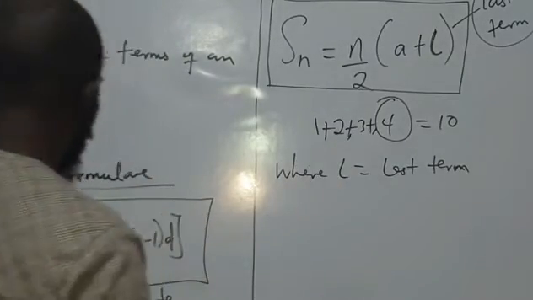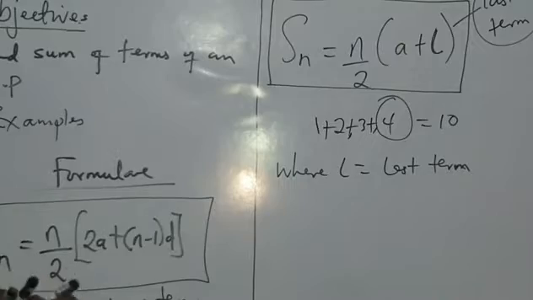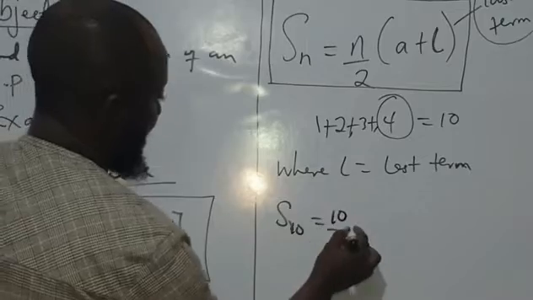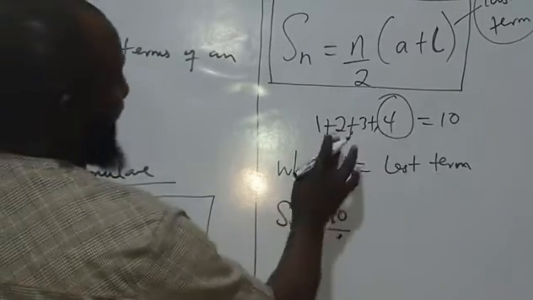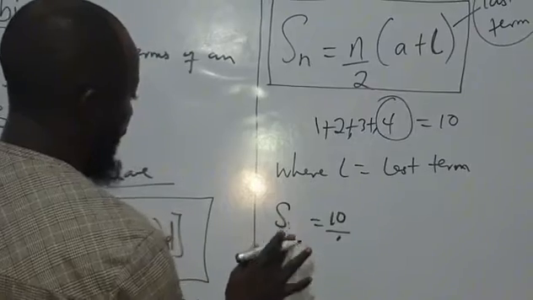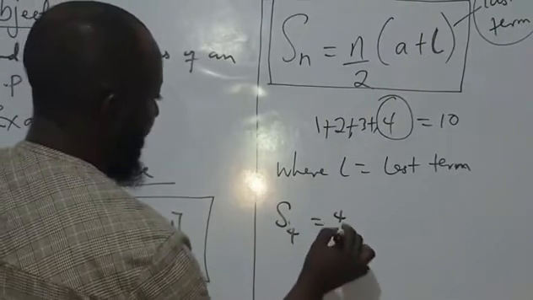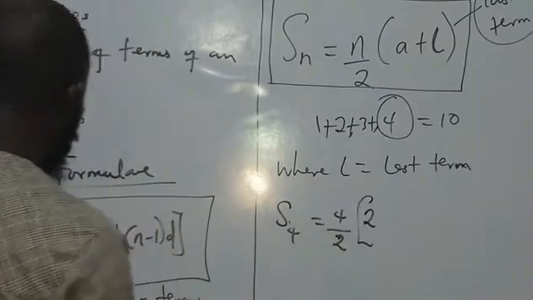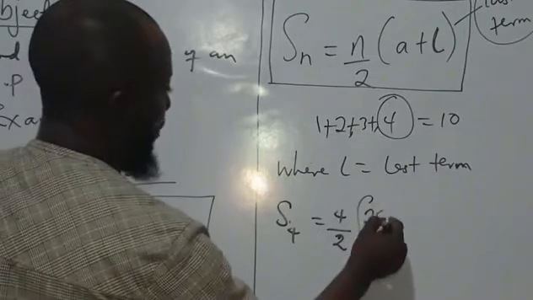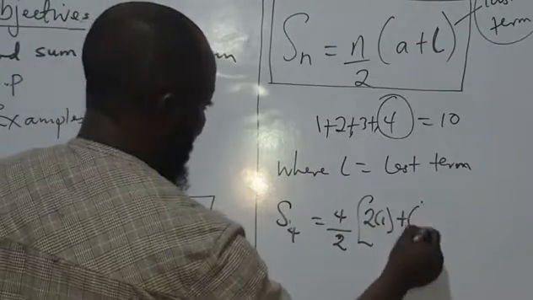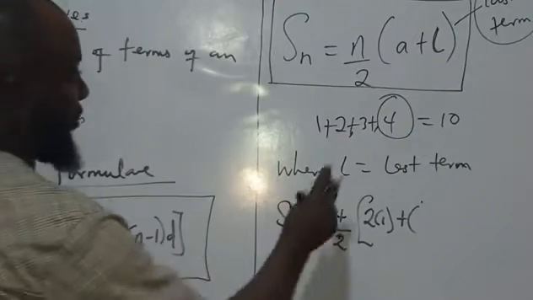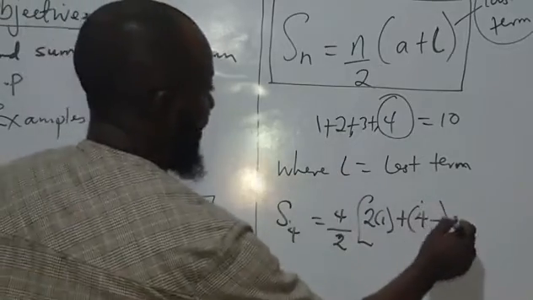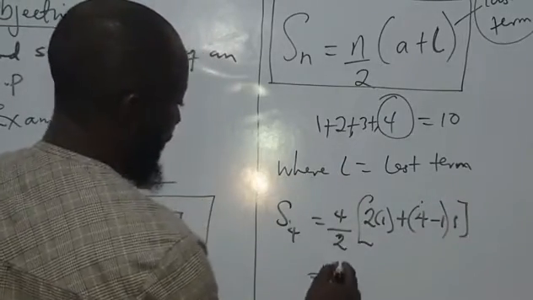Alright, let's now test this formula. I want to find the sum of 4 terms: 1, 2, 3, 4. So S4 is 4 divided by 2, I'm applying this formula, into bracket 2a. The first term is 1, multiply by 1, plus, open another bracket, how many terms? 1, 2, 3, 4. n minus 1, 4 minus 1. What's the common difference? 1. We close it. So this gives us 2.